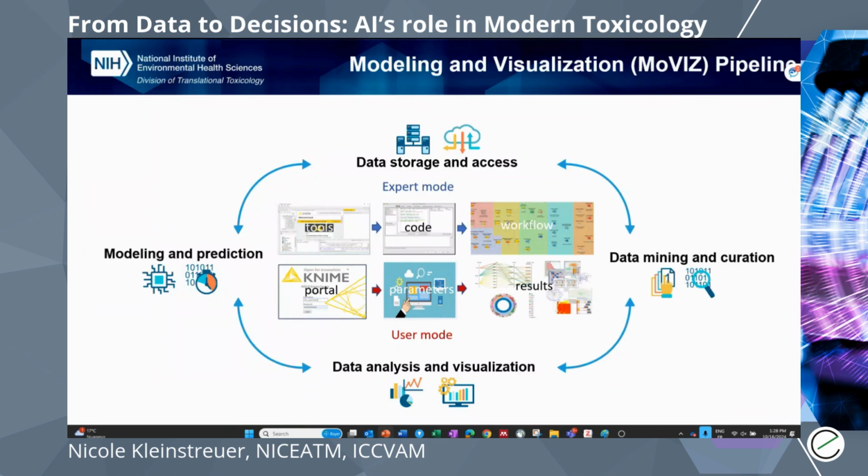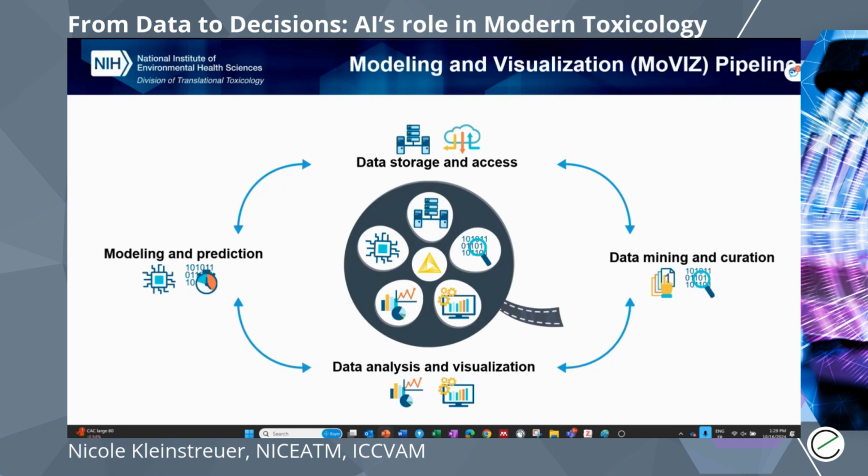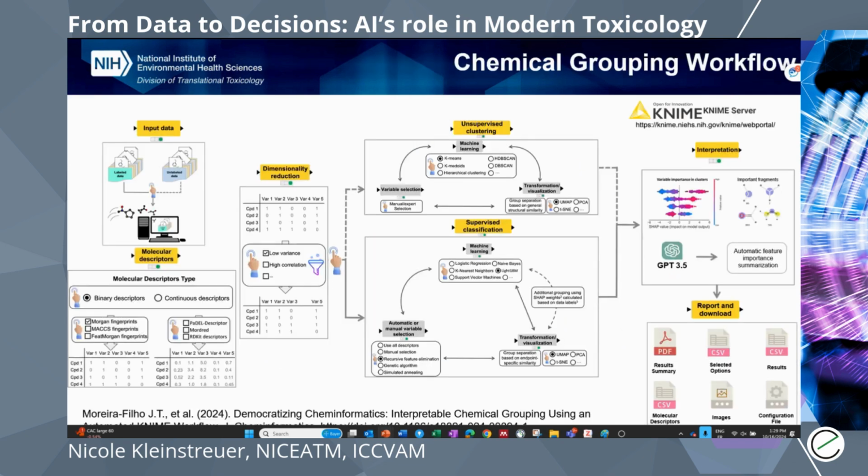Another example of how I think we're really effectively leveraging AI is in really improving best practices around modeling and visualization, and we like to say democratizing access to computational toxicology tools and workflows that were previously the domain of subject matter experts. So we use KNIME to build a lot of our pipelines that are available for download for doing modeling and prediction, data mining and curation, analysis and visualization. These KNIME workflows are part of a pipeline that we call MOVIS, the Modeling and Visualization Pipeline. And the first example of what we have in MOVIS is a chemical grouping workflow.